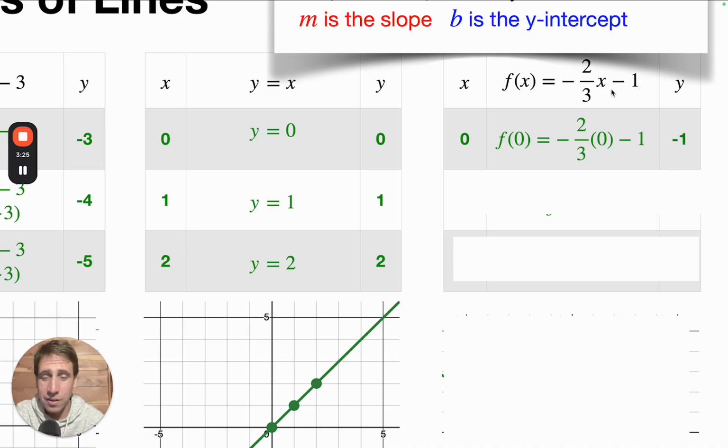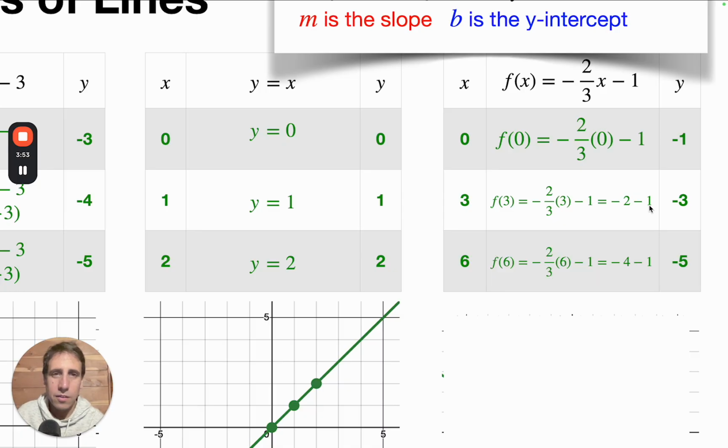You could do it. It would give you the right answer, but I think what I'd rather do to make things a little easier is choose number 3. F of 3. If 3 is the input, then we've got negative 2/3 times 3, and these 3's cancel out. And maybe it's hard to see because there's actually not a fraction. But if you turned it into a fraction, it would be 3 over 1, and the 3's would cancel out, and you're just left with negative 2 minus 1, which is negative 3.